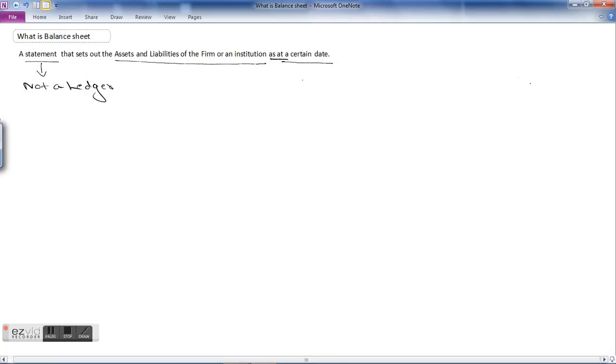If you see any ledger account, or even your trading account, profit and loss account, or profit and loss appropriation account, it is prepared for a particular period. Whereas a balance sheet is not prepared for a particular period, it is prepared as at a certain date, or as at a particular date.